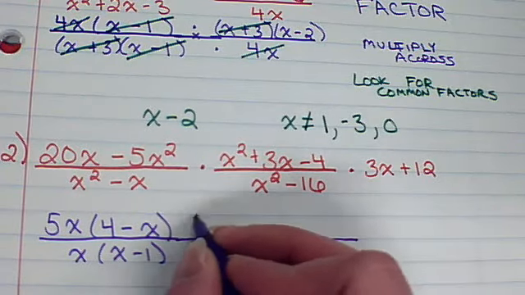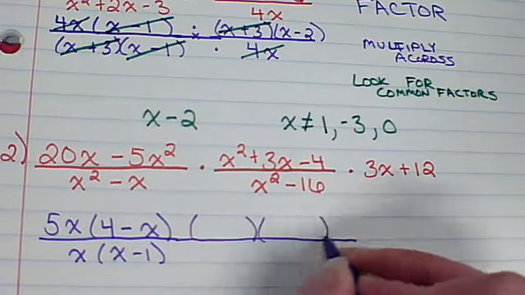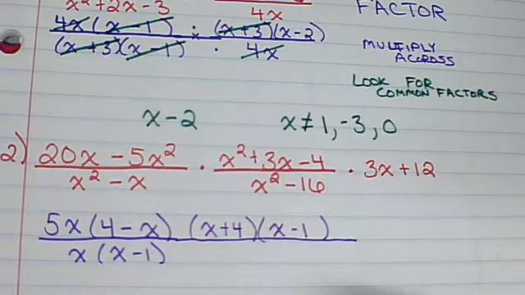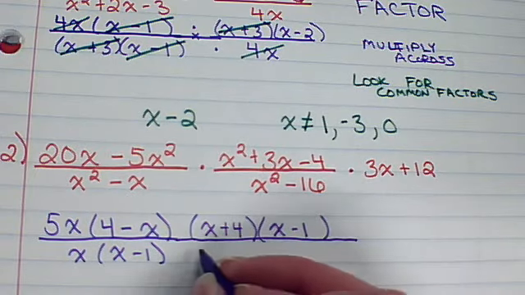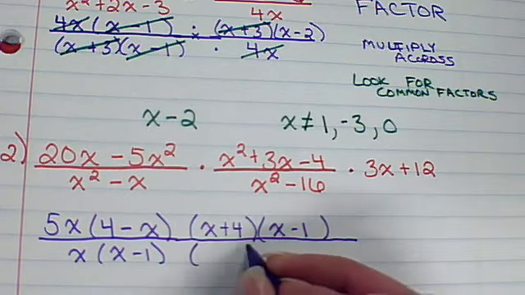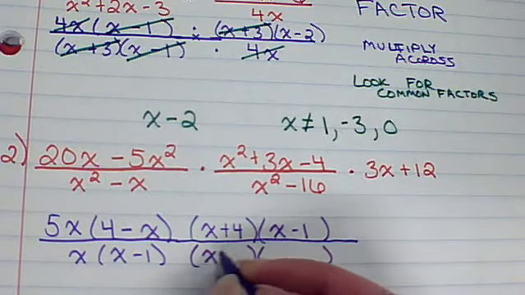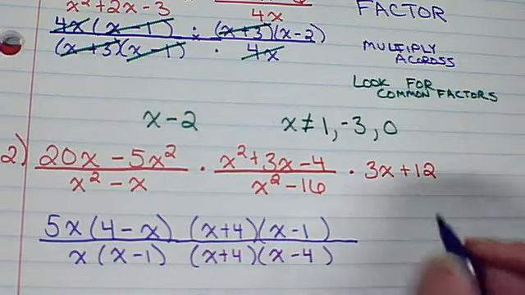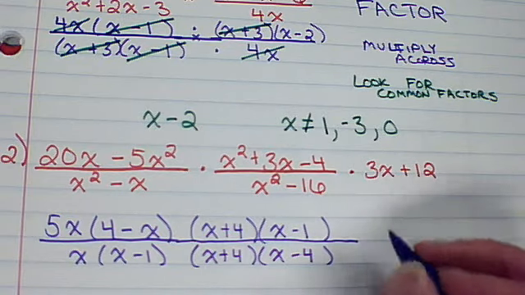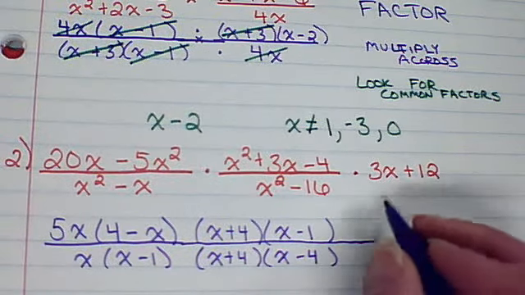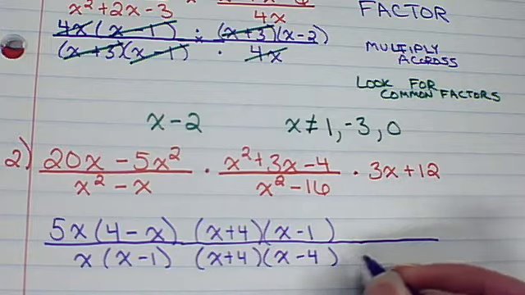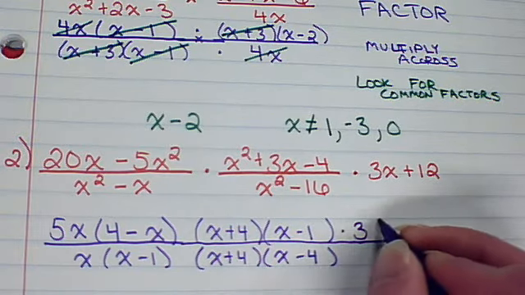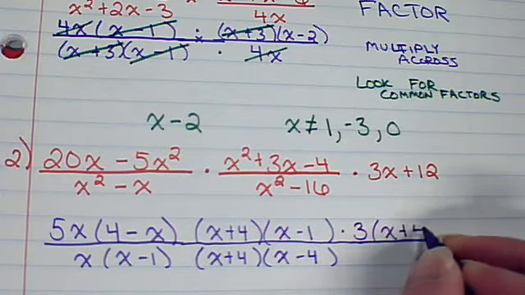Factoring that numerator is x plus 4, x minus 1. X squared minus 16 is a difference of squares. So that's going to be x plus 4, x minus 4. Now, even though this isn't a fraction, we can turn it into a fraction. It'd be that over 1, which you don't have to write. But this is times 3 times x plus 4.